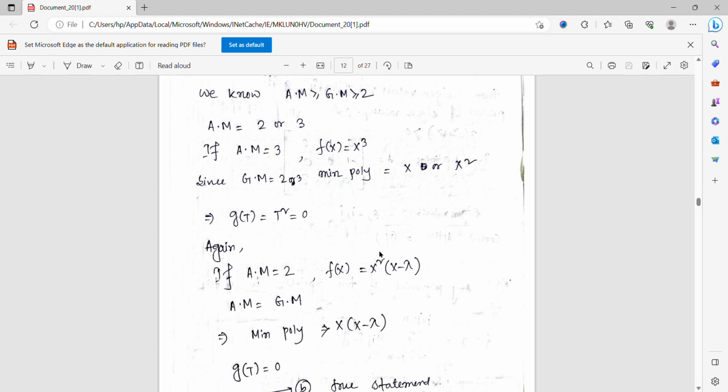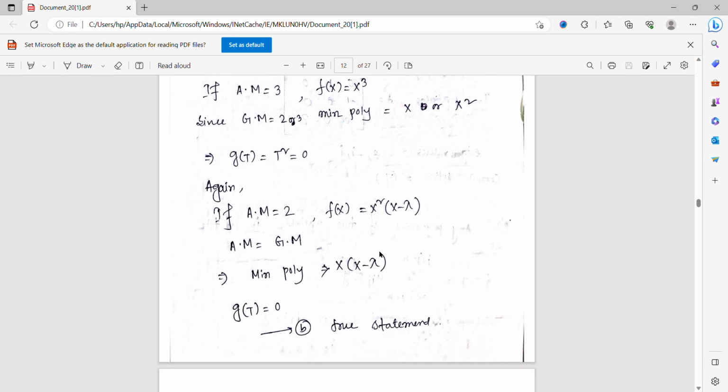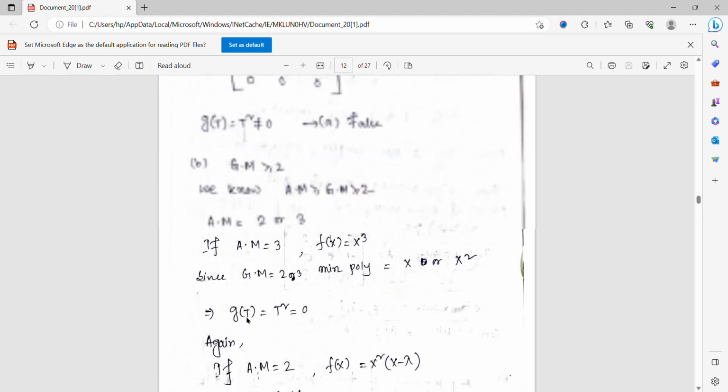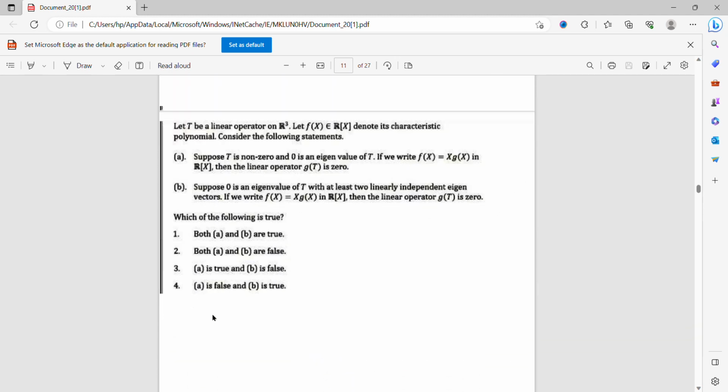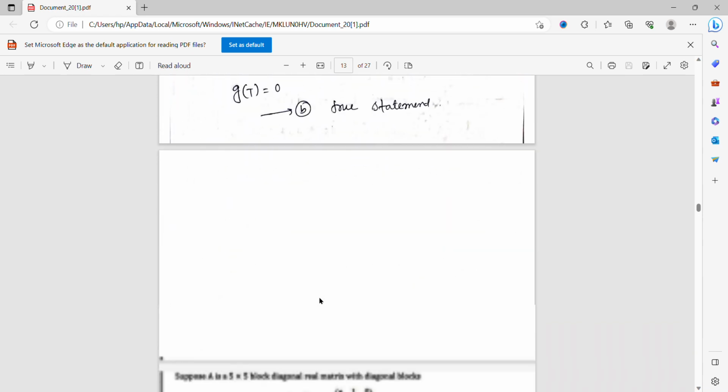So the minimal polynomial, since it is diagonalizable, is a product of distinct linear factors. So the minimal polynomial is x into x minus lambda, which is the same as g(x). So g(T) is definitely 0. So statement B is true. Here A is false and B is true. A is false, B is true. So option 4 is correct.